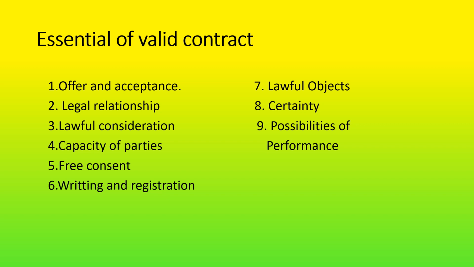Essentials of a valid contract. There are 9 points: offer and acceptance, legal relationship, lawful consideration, capacity of parties, free consent, lawful object, writing and registration, certainty, and possibility of performance.